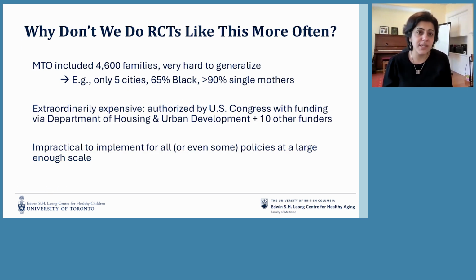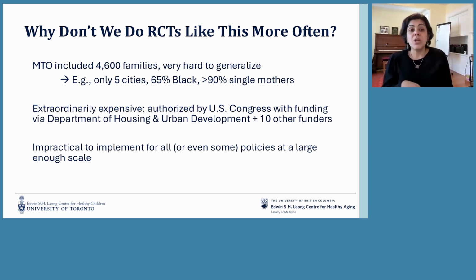So why don't we do RCTs like this more often? Some people tout this MTO study as the ideal way to provide rigorous evaluations of safety net policies. But one problem with MTO is that it included only 4,600 families in just 5 US cities. And 65% of the sample was actually Black, and more than 90% were single mothers. So this really makes it hard to generalize the findings to other locations or other populations. And also, a sample of 4,600 might sound big, but it's not really well powered to explore all the different kinds of heterogeneous effects that we might be interested in among different kinds of subgroups.